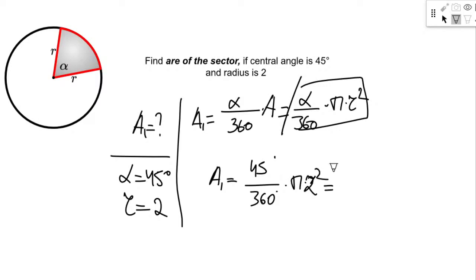So we can write this as 90 divided by 2 divided by 360, it's just easier for me. Pi and 4. So 90 and this makes 4, and this divided by this. So we get pi divided by 2. This is our area of the sector here.